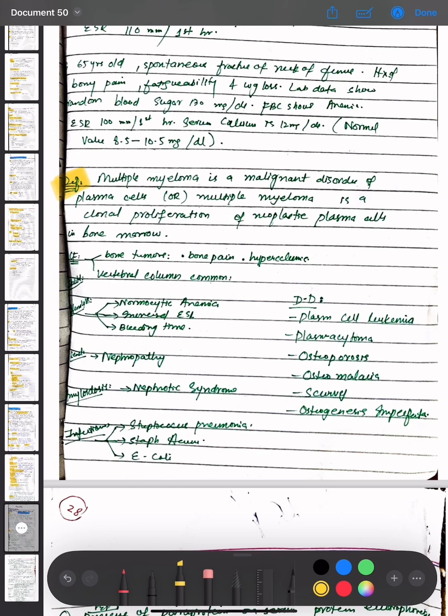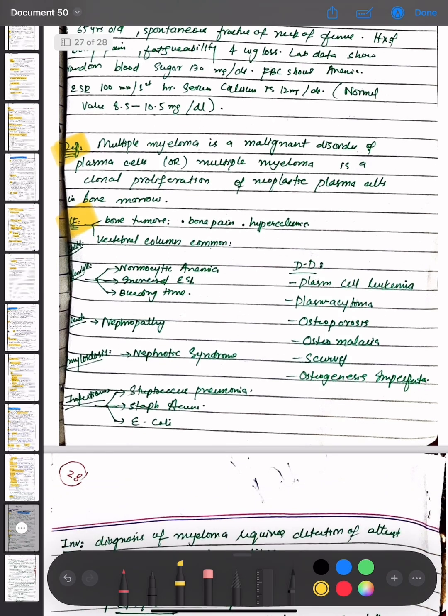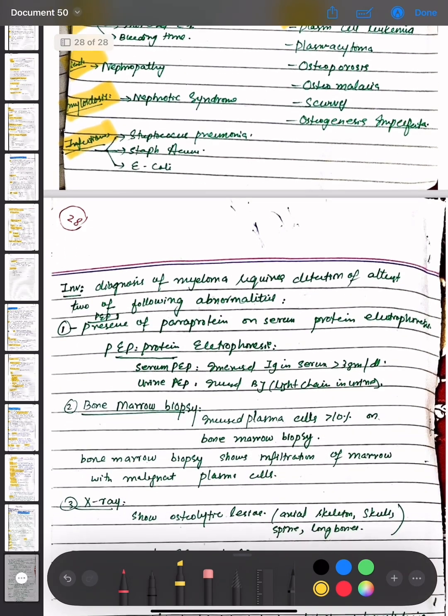or multiple myeloma is a clonal proliferation of neoplastic plasma cells in the bone marrow. The clinical features are bone tumors, and the vertebral column is commonly involved. Then the causes are hemolytic causes, renal causes, amyloidosis, and infectious causes. The differential diagnoses are plasma cell leukemia, plasmacytoma, osteoporosis, osteomalacia, scurvy, and osteogenesis imperfecta.